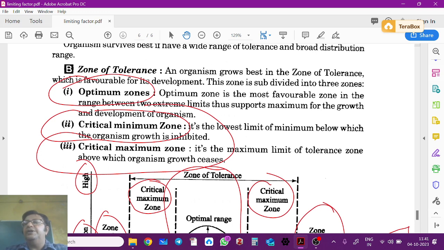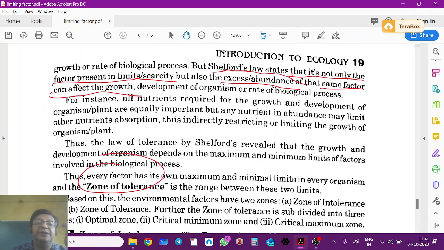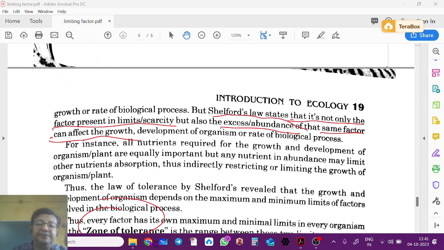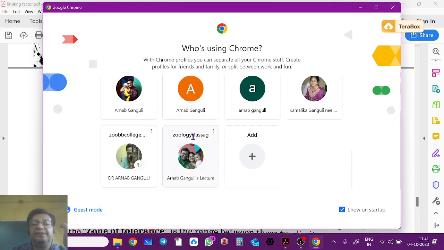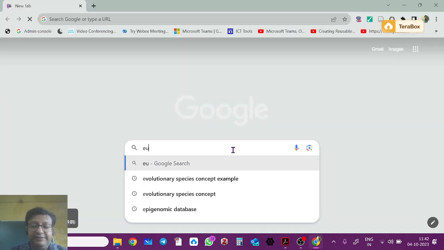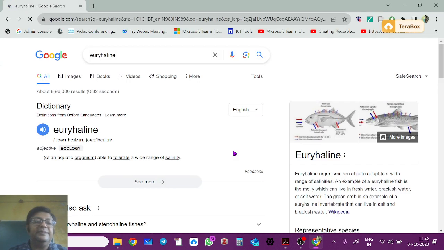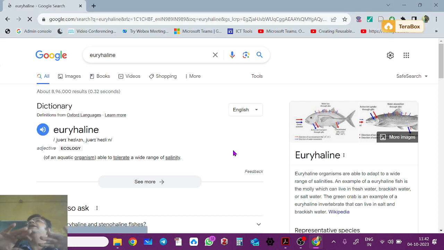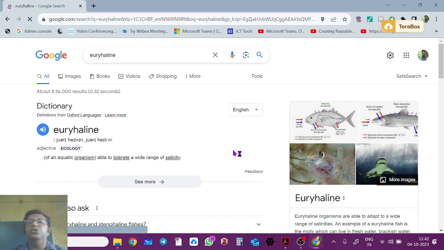the zone of intolerance. So there are two words used. One is eury, and another is steno. What does eury mean and what does steno mean? Can anyone say? What does euryhaline mean? Eury means you can tolerate a wide variety. So if you use the word euryhaline, it means it is able to tolerate a wide range of salinity. Okay? Euryhaline, halin means salinity.